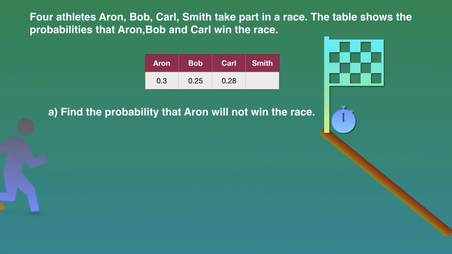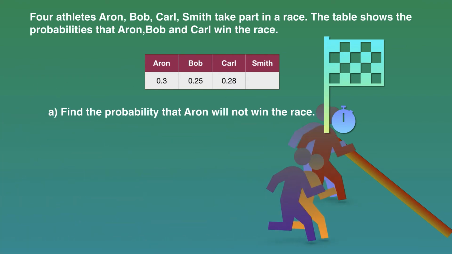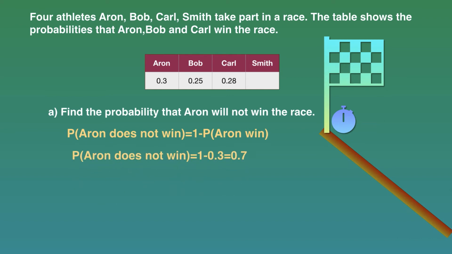So Aaron winning the race and not winning the race are mutually exclusive events, as he cannot win and not win the race at the same time. Therefore, they must add up to 1. Since the probability of Aaron winning the race is given, we can find the probability of him not winning the race by subtracting it from 1, which gives 0.7.